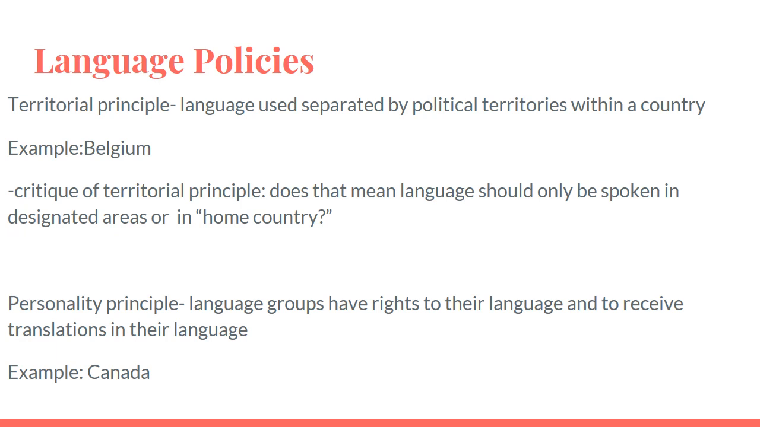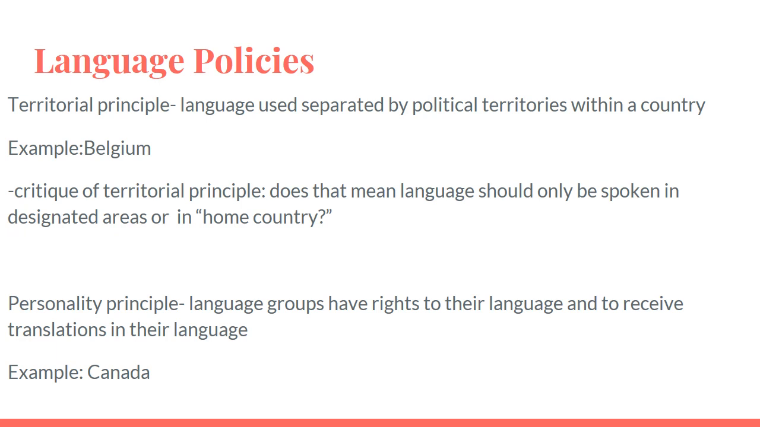Then you have the personality principle, which is a variation of the territorial principle, but it's kind of a direct response and, in my opinion, an improvement on the territorial principle. The personality principle is basically saying that in areas that have large numbers of majority speakers and minority speakers of two specific languages, like in Canada, both languages are respected and given equal treatment in politics, in education, in the business world, in government.